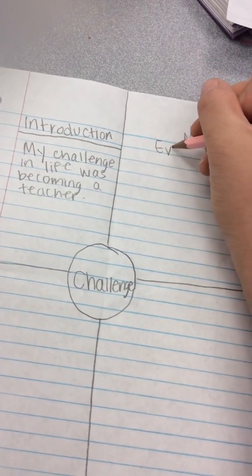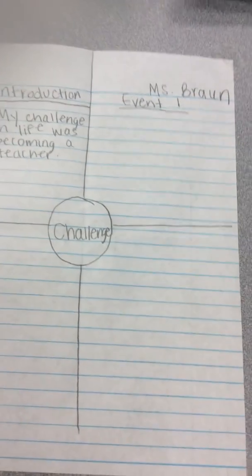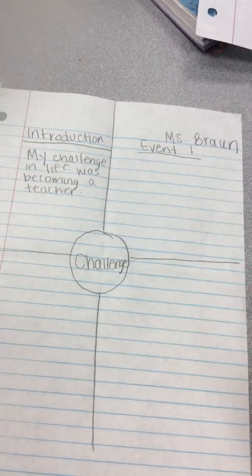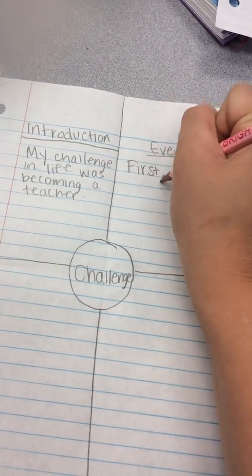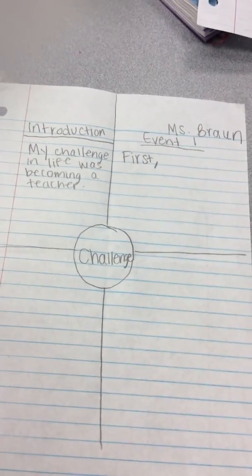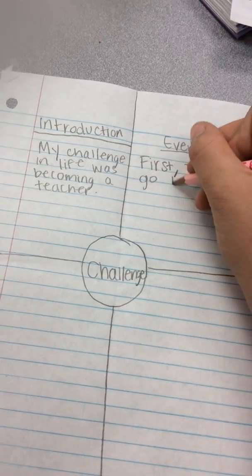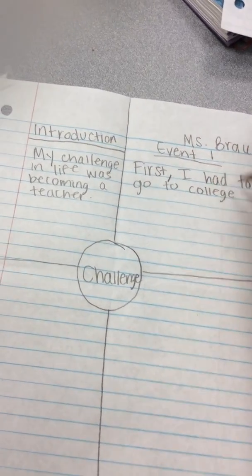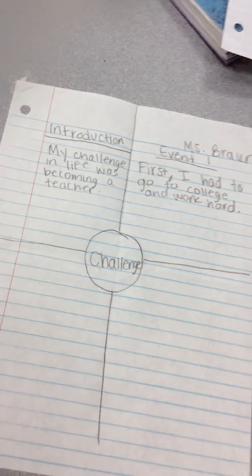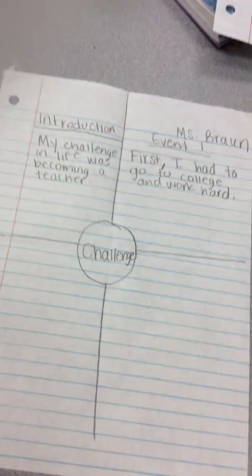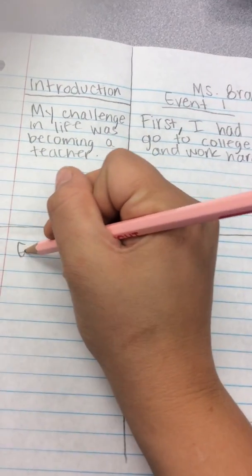Box 2 is the first event in my narrative to how I became a teacher. So I know the first thing that I had to do to become a teacher was to go to college and work really hard. So I'm going to write a transition word first, and then I'm going to write what my first event was. First, I had to go to college and work hard. You can add more details in your first event if you want, but I'm going to leave it with that. The next box is for event 2.